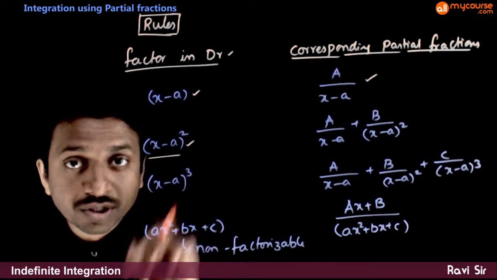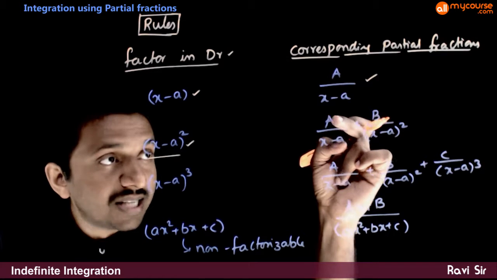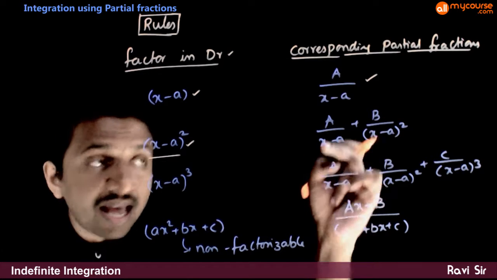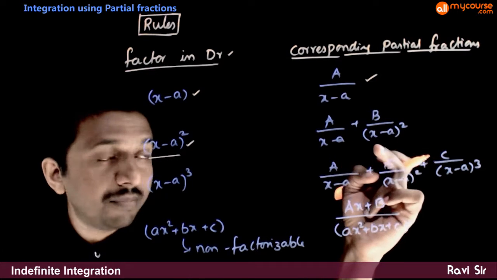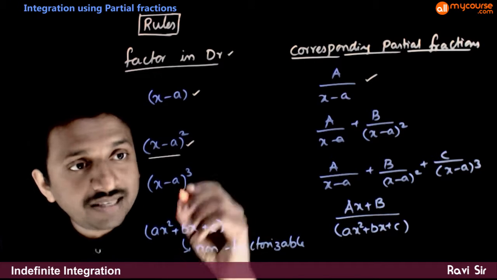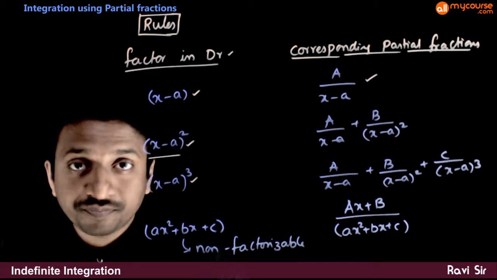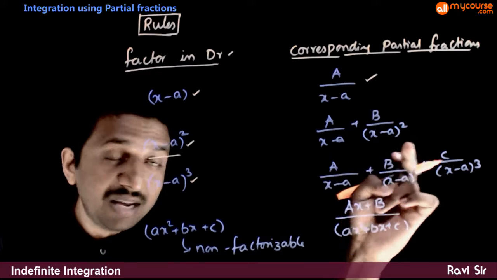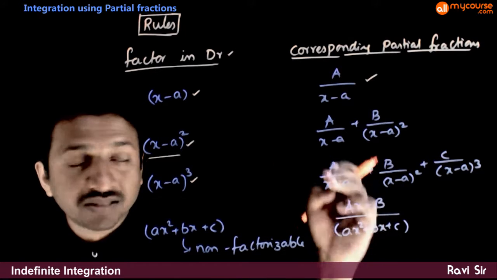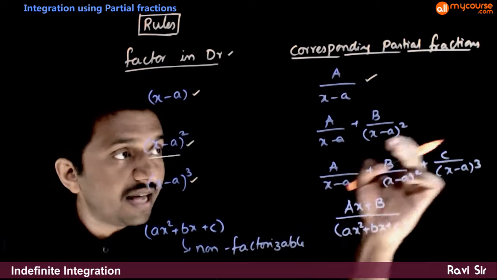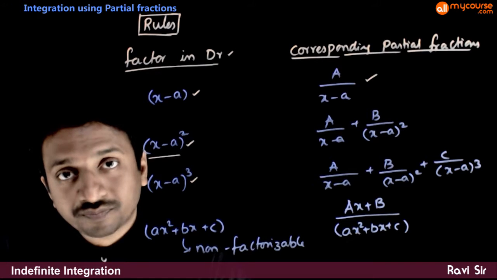Corresponding to (x minus a) squared, you have to write some number A by (x minus a) as well as some number B by (x minus a) whole squared. For example, if you have (x minus a) whole cubed, we need three partial fractions: A by (x minus a) plus B by (x minus a) whole squared plus C by (x minus a) whole cubed.